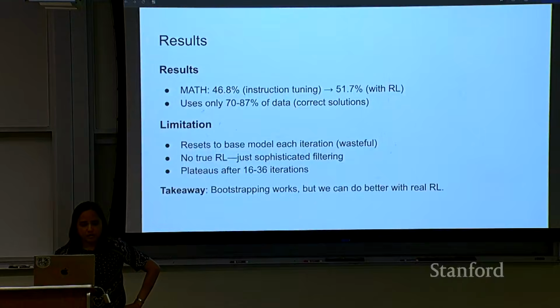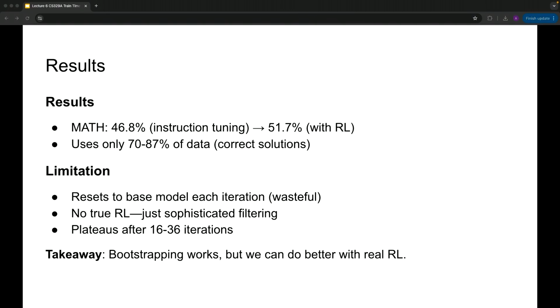So in terms of results, some of the results that stood out in this paper was that, compared to, say, supervised fine-tuning on a math benchmark, they could boost with this STaR approach to 51.7, but they only used 70 to 87% of the data, so they had to throw out a whole bunch of data that did not have correct solutions. And another challenge is that it's not really true RL. If you do multiple iterations of this, it starts to plateau after a while.